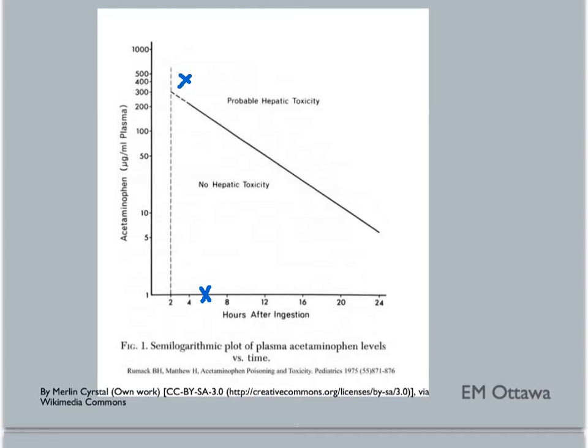Now make sure you check the unit, because your lab may use a different unit and you have to use a different nomogram. Let's say this is the unit we're using, which is micrograms per milliliter. You can see that the patient's level is clearly in the probable hepatic toxicity range. Therefore, we will start treatment with the antidote.